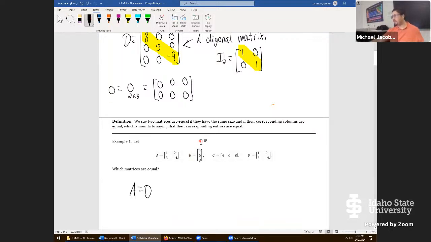But if we look at B and C, well, that just depends on your point of view. I would almost say they're equal. They have the same entries, right? 4, 6, 8, 4, 6, 8. They have the same entries in the corresponding order. The first entry, second entry, and third entry are 4, 6, 8. Same over here, 4, 6, 8.